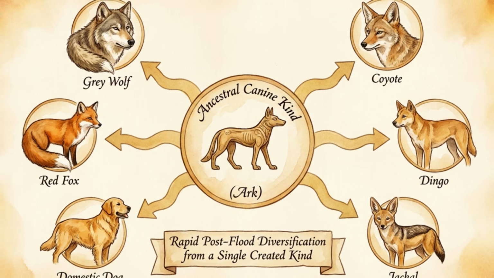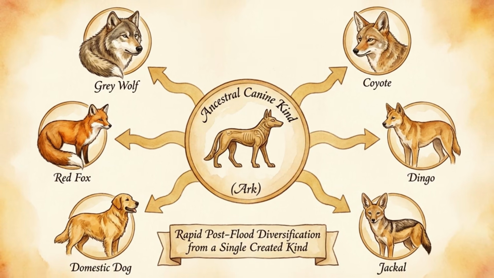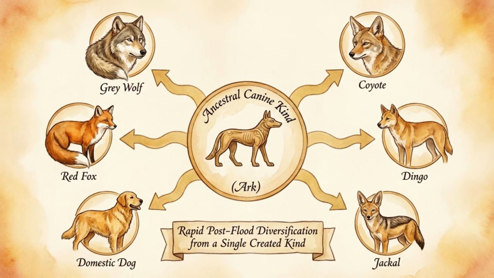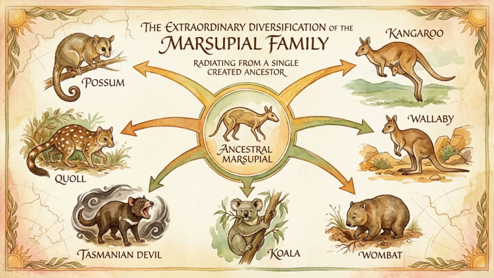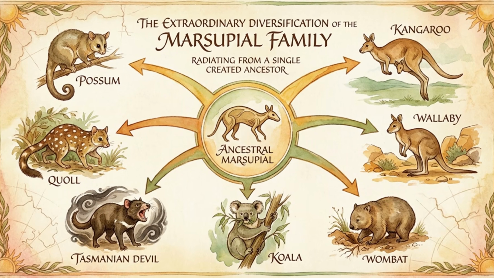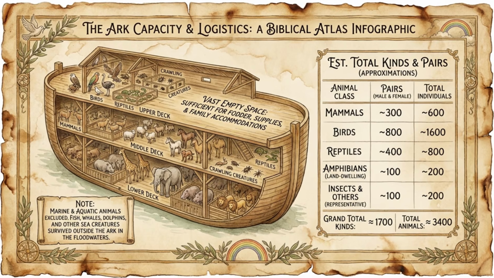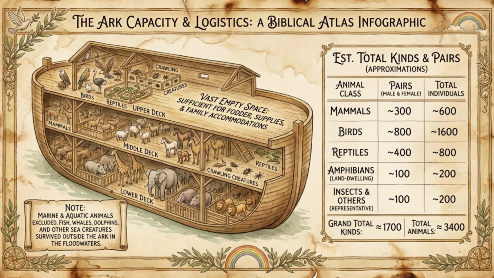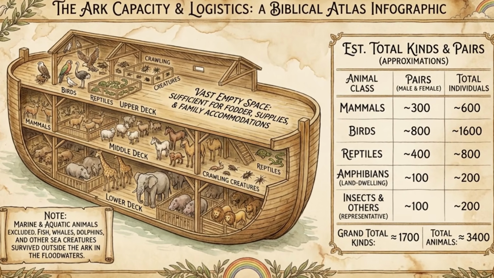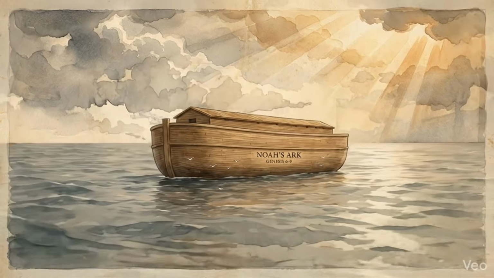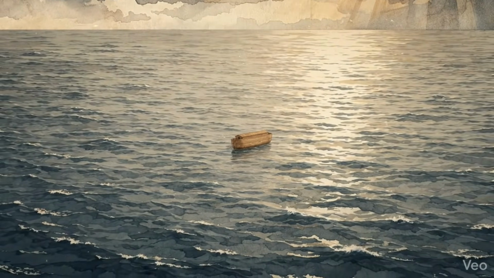A single ancestral canine kind produced, in the centuries after the flood, wolves, coyotes, dingoes, and domestic dogs through the rapid expression of pre-existing genetic diversity. An ancestral marsupial kind similarly diversified into the many species we classify today. Researchers estimate that only 1,400 to 2,000 broad kinds of land animals were required to board the Ark. A vessel of the Ark's dimensions, approximately 450 feet long, had more than sufficient capacity.